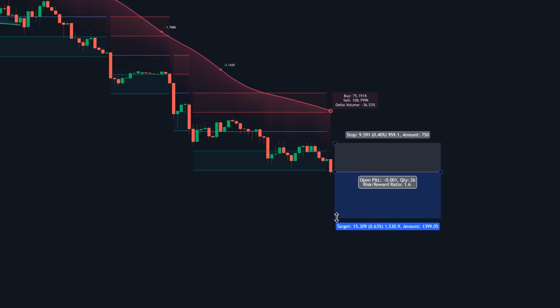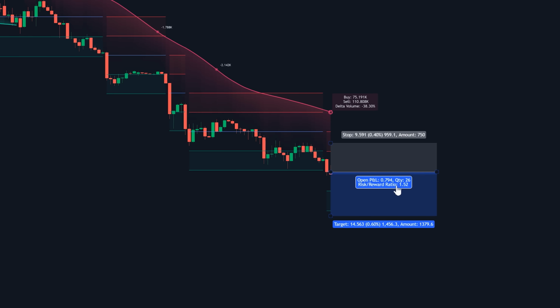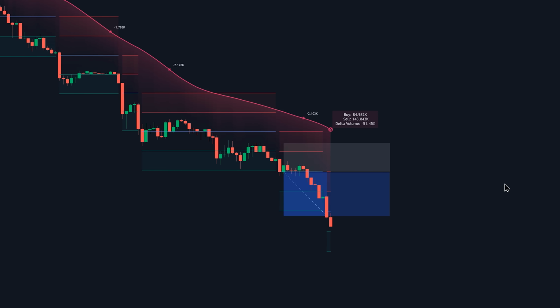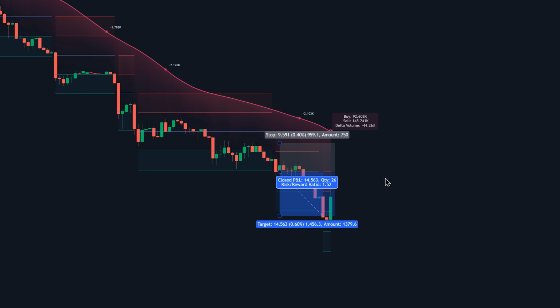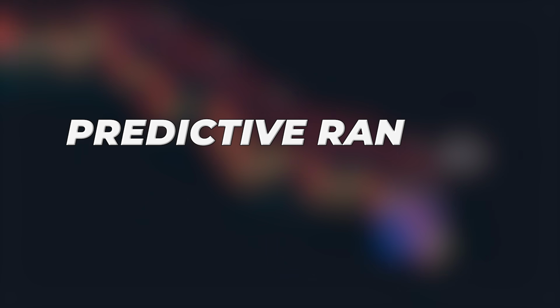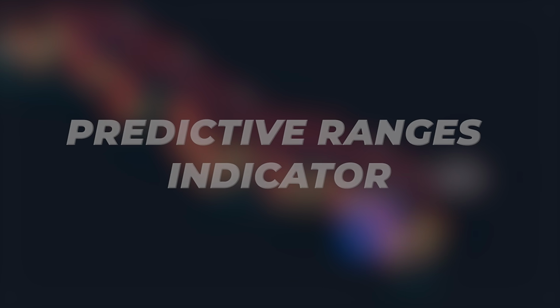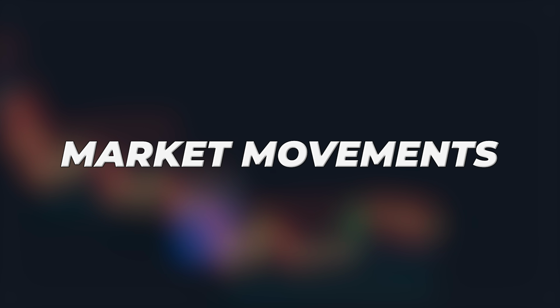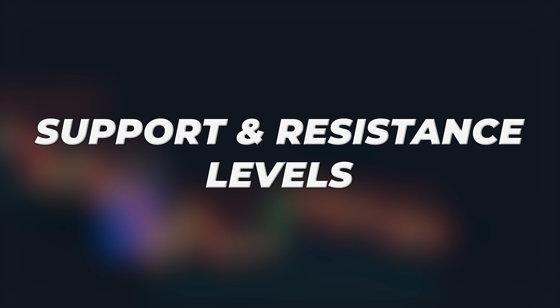The stop loss is gonna go right above the support level. The take profit is gonna be set at 1.5 times the risk, letting the trade run, and it was profitable. Ladies and gentlemen, the Predictive Ranges indicator is a valuable tool for traders seeking to enhance their ability to anticipate market movements, identify critical support and resistance levels, and stay aligned with the prevailing trends.